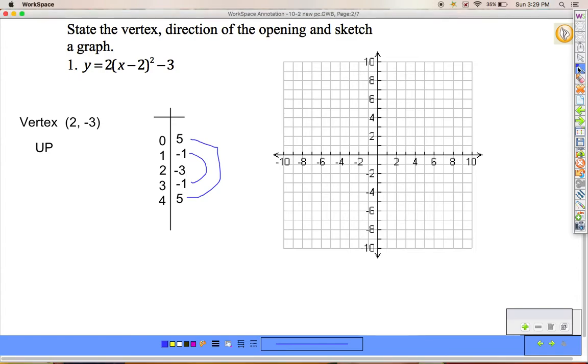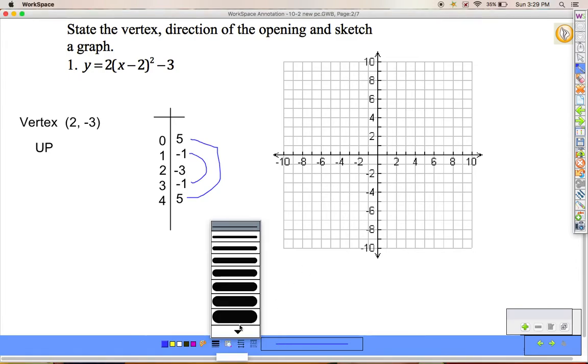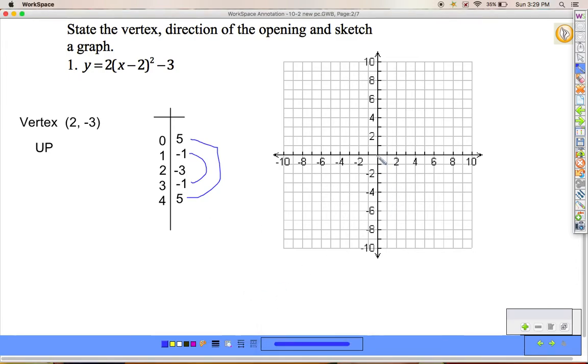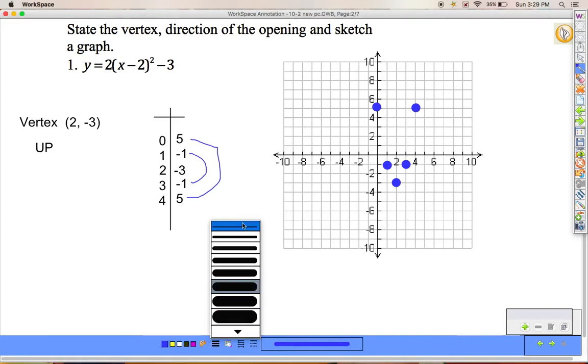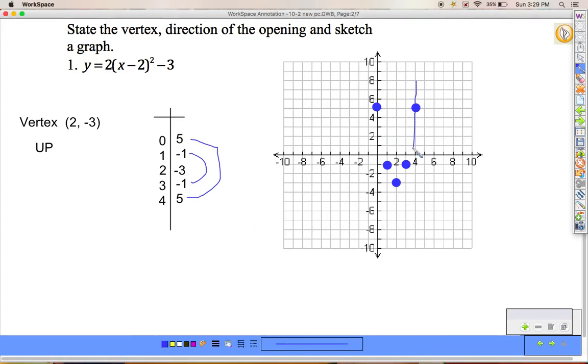All right, so now I'm going to plot some points. So I'm going to go 0, 5, 1, negative 1, 2, negative 3, boom, boom. And this is not going to be pretty, but it'll be good enough. I'm going to draw the parabola. Oop, ignore that. It's hard with a mouse.